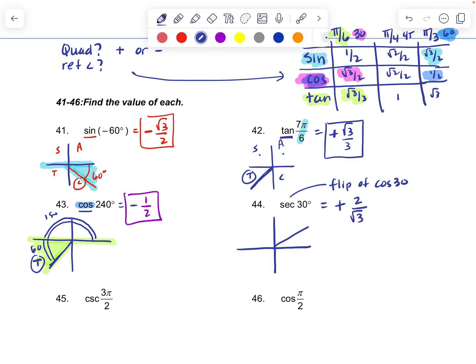Now look, I'm warning you, on your final, you may not see it that way. They may ask you to rationalize it. To rationalize means to get rid of the radical on the bottom. So this would be 2 rad 3 over 3.